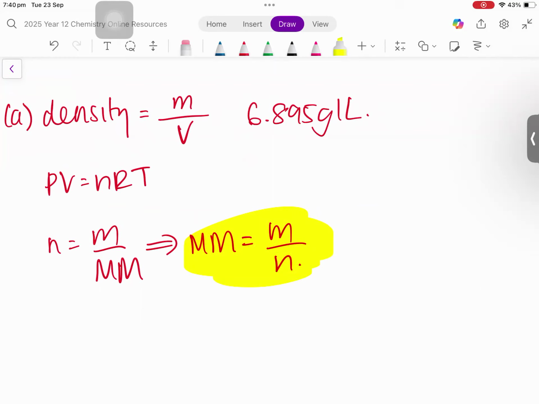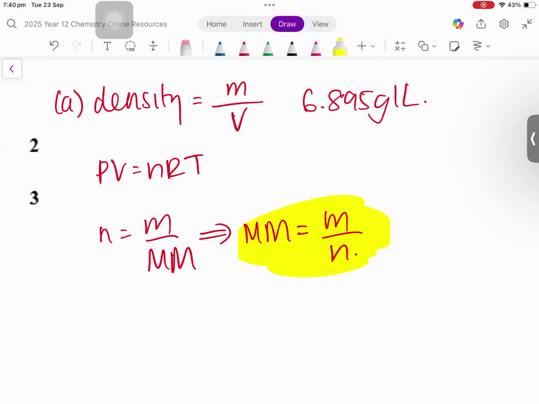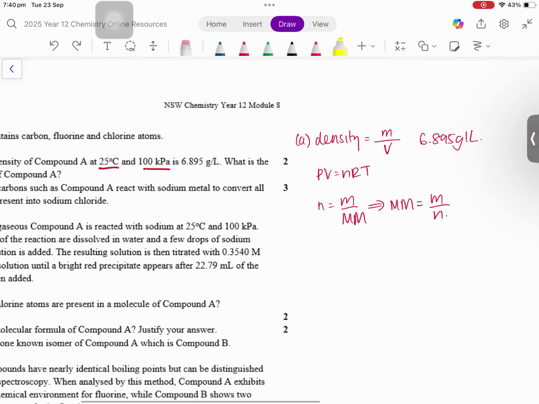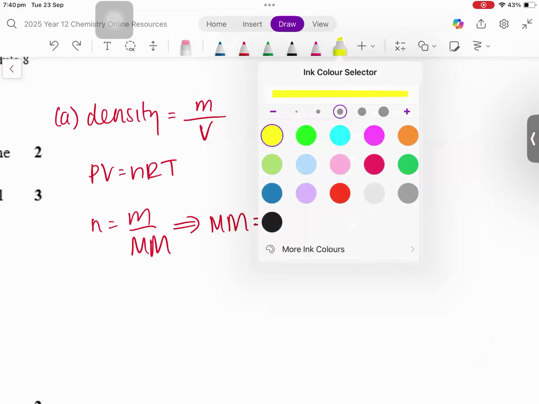You can lose whatever you don't have a number for. Okay? Because if you try to keep that in your equation, you're just not going to have anything there. So I need to keep mass on moles, because that'll be molar mass. So let me keep this.